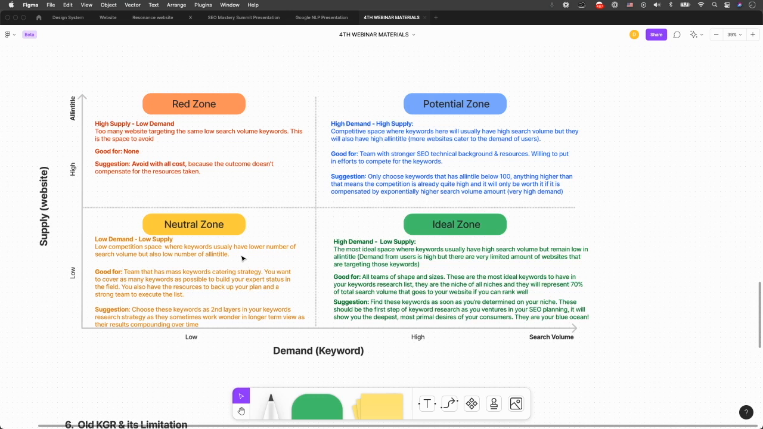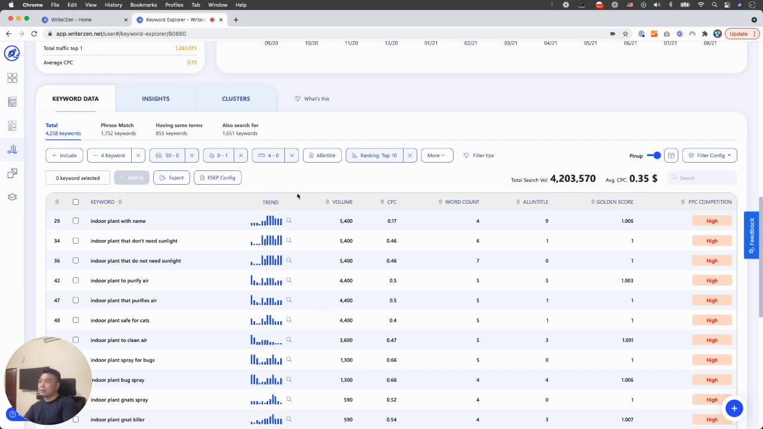You can't just right away go in there and look for high value keywords like we previously did. And you can't really target the potential zone. The only two zones you could probably play around in are the ideal zone and the neutral zone. So with beginners and early pre-intermediate, we place in a filter. We call it high ranking probability. Ranking probability means that you just need to filter by allintitle. So you can filter by ranking probability from 10 to, let me show you real quick here.